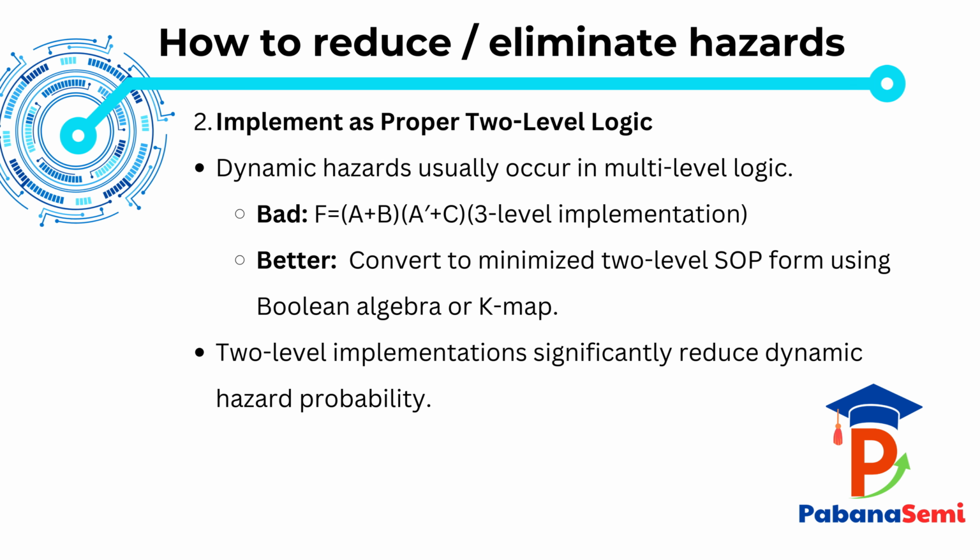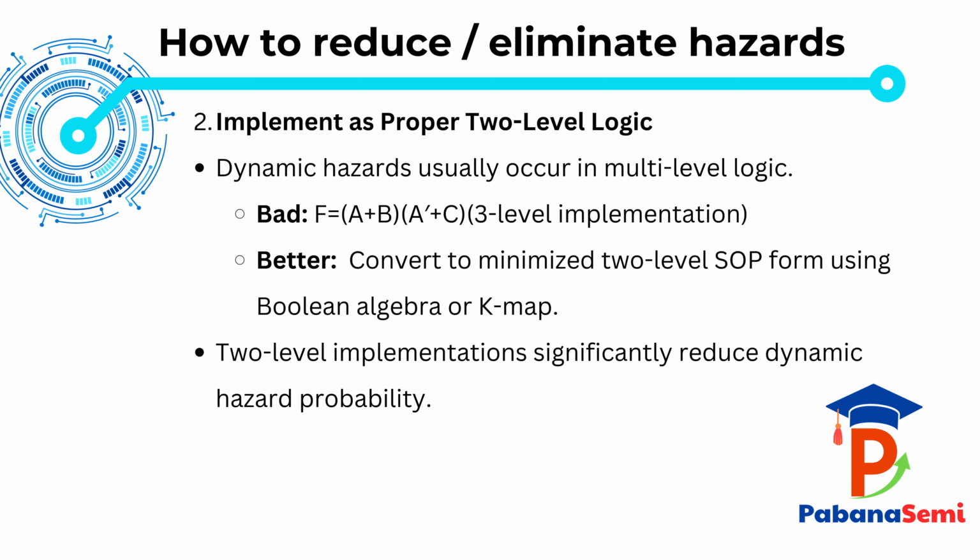A better approach is to convert the expression into a minimized 2-level SOP form using Boolean algebra or a K-map. 2-level implementations, meaning AND-OR or OR-AND structures, have more predictable timing and fewer reconvergent delay imbalances. As a result, the probability of dynamic hazards is significantly reduced.